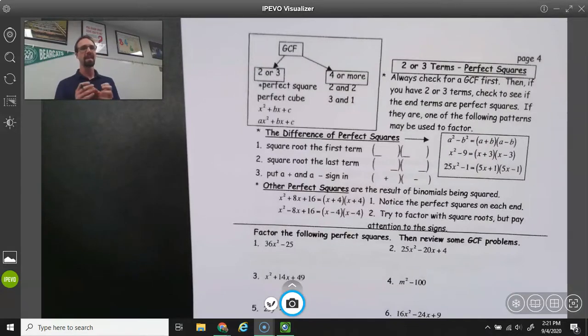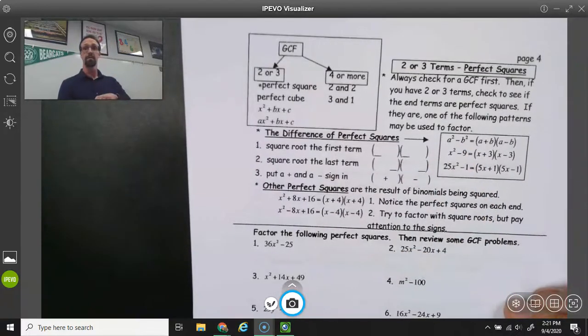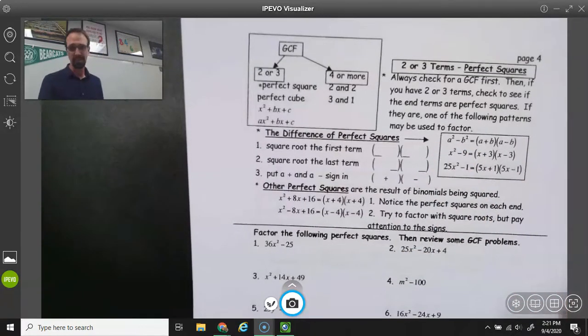So I'm saying the end terms. What do I mean by the end terms? Those are the terms on the outer side, so the outside. Look at the outside terms and see if they are perfect squares. For an example, we have a squared minus b squared. A squared is a perfect square. B squared is a perfect square. In fact, this is a difference of squares.